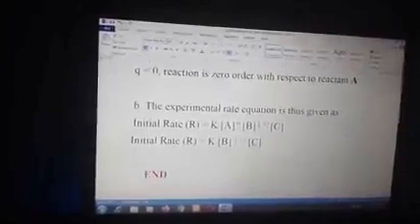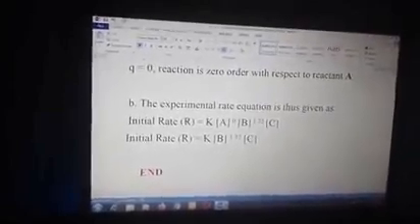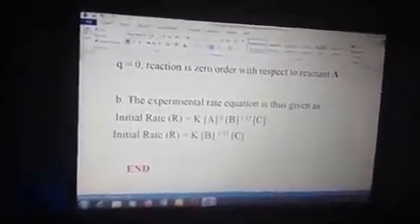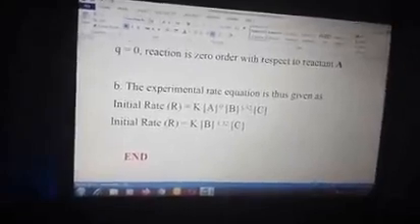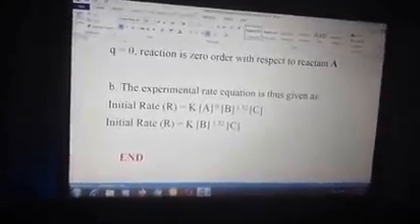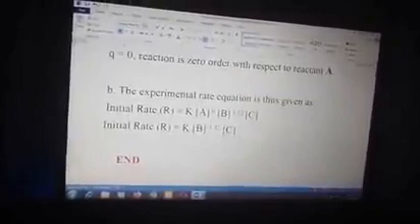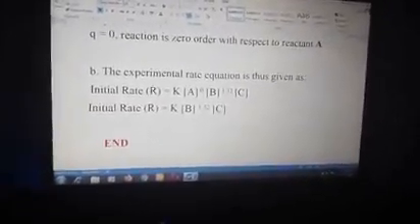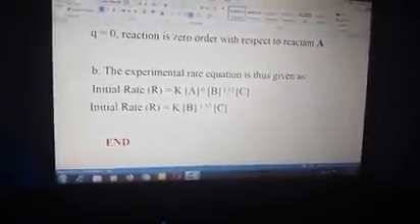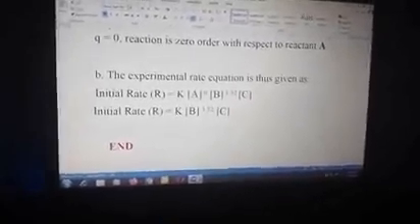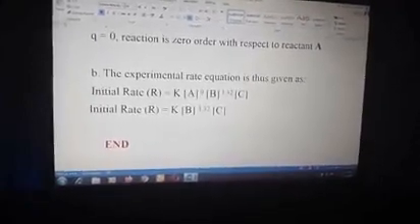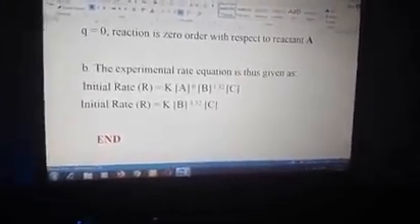For part B, we are asked to write the experimental rate equation. What we will now do is substitute Q, R, and M with their actual values. We go to the hypothetical rate equation that we had before. We now replace the order of A. That Q was obtained as 0, so replace Q with 0. Replace R with what we got. The order with respect to A is Q, that is 0. The order with respect to B, R, we got as 1.32. And the order with respect to C, we got it as 1.